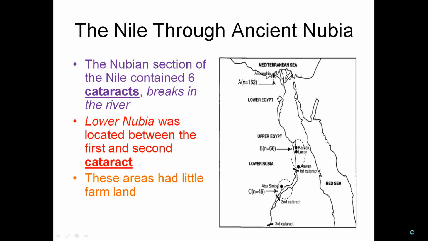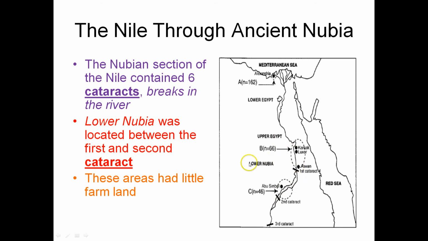The Nile through ancient Nubia. The Nubian section of the Nile contained 6 cataracts, or breaks in the river. You can see 3 of these cataracts on this map. These are breaks in the river where there are a lot of rocks and rapids, so that there are obstacles for boats to be able to sail straight through.